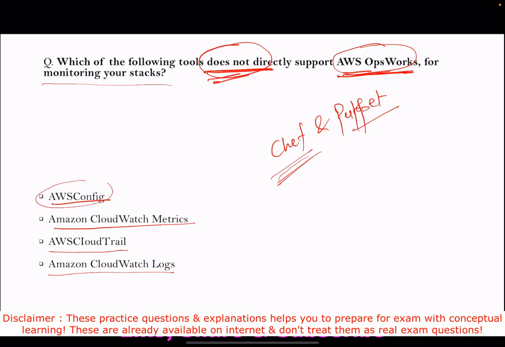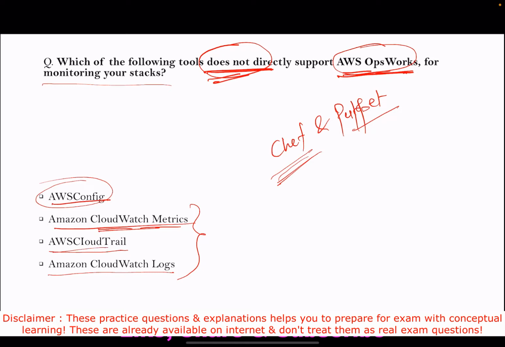So the answer for this one is AWS Config, that does not support it. The other three support the monitoring of our stack. If we talk about CloudWatch metrics, AWS OpsWorks Stacks uses AWS CloudWatch to provide custom metrics with detailed monitoring for each instance in the stack.